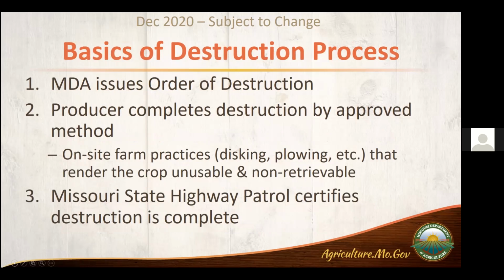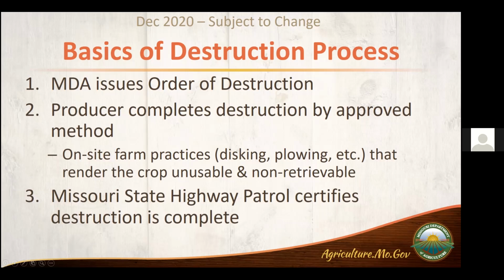If a crop tests hot or is otherwise out of compliance, the final step is an order of destruction issued by the department. This order will come as a certified letter outlining details and next steps. The producer is then responsible for ensuring destruction is completed by an approved method within 15 days. On-site, traditional farm practices are common methods such as disking, plowing, tilling, brush hogging, or burning, if allowed. No matter the method, the entire crop must be rendered unusable and non-retrievable.